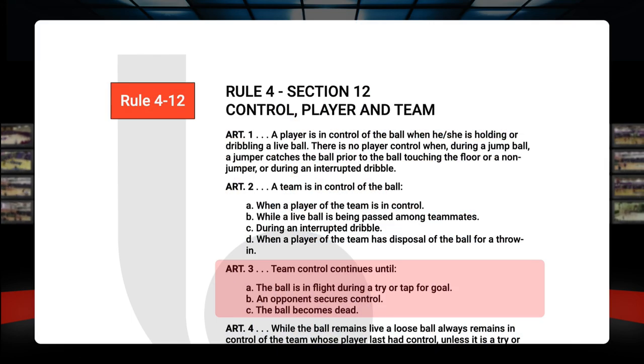How can opponents secure control? They can hold or dribble the basketball. Those are the requirements in order for a player to gain control. Or C, the ball becomes dead. A violation, a foul, etc. So, in our play scenario, A1 has the ball for a throw-in. When the ball is placed at the disposal of the thrower, there is team control.